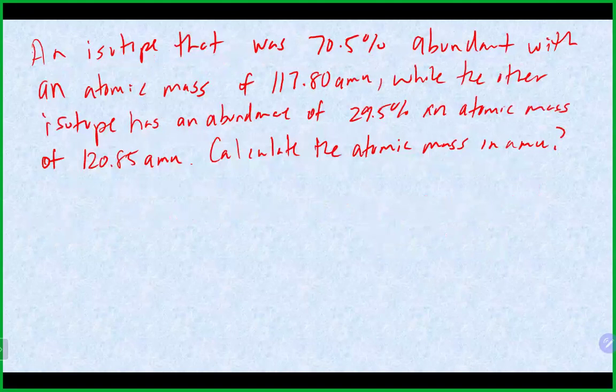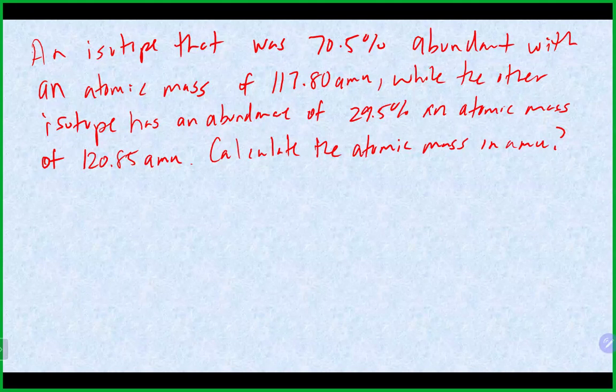All right, let's try one more here just for fun, I suppose. An isotope that was 70.5% abundant with an atomic mass of 117.8, while the other isotope has an abundance of 29.5% with an atomic mass of 120.85. Calculate the atomic mass of this element, whatever it may be. Okay, let's take a look.